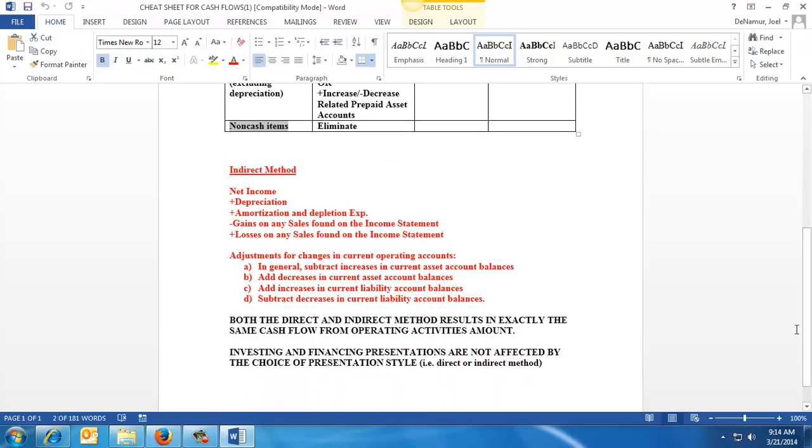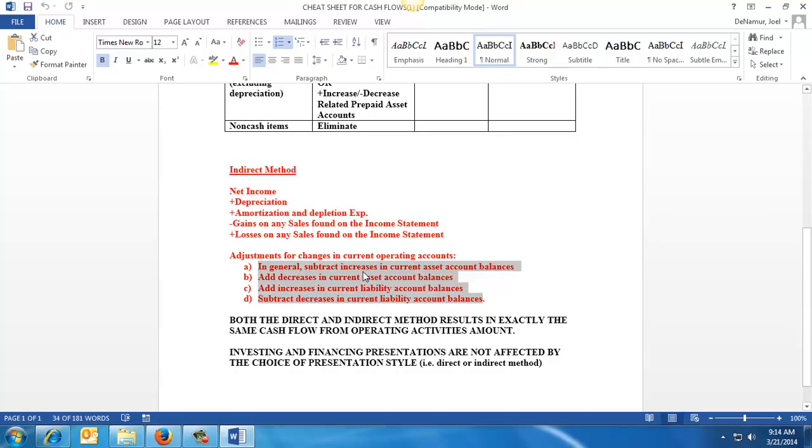The indirect method we covered in an earlier course in Accounting 3. I will just put this chart up here for you to review. We generally start with our net income, add depreciation back to net income because it's a non-cash issue, add amortization, we'll subtract off any gains from our income statement, add any losses from the income statement because those are non-cash events, a gain or a loss, and then finally we'll make these adjustments.